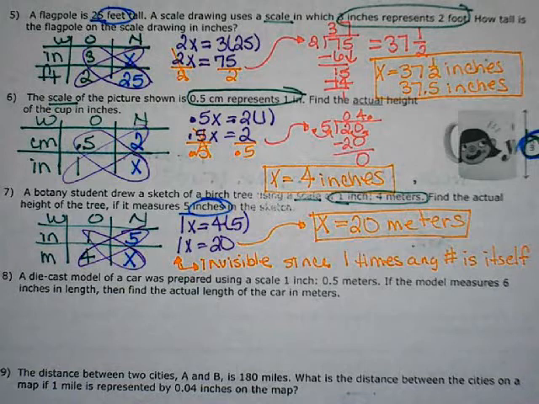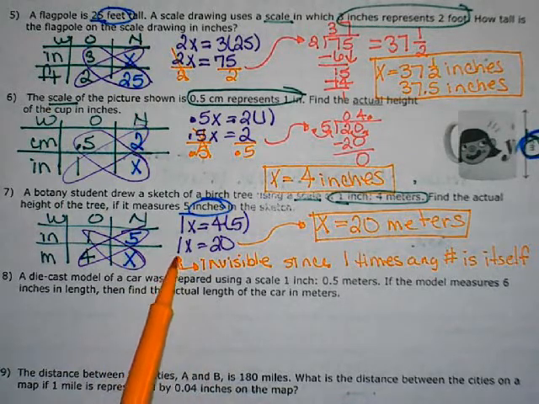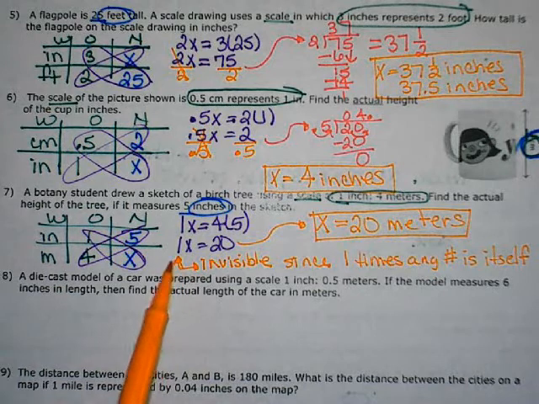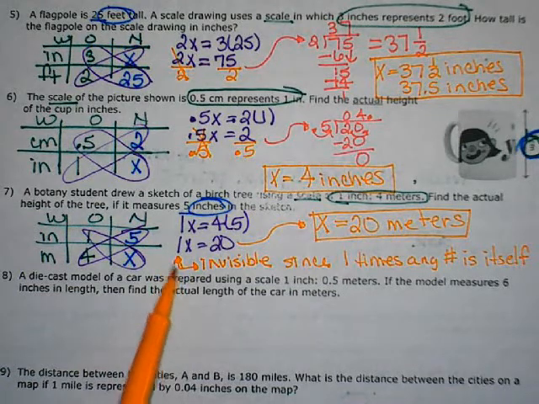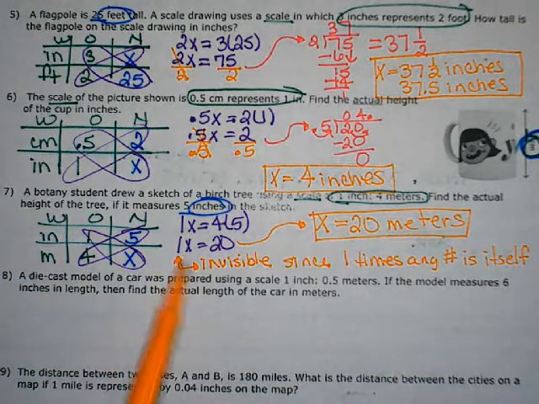I would also like to show you another little trick: if you know that there is a 1 in front of a variable, that 1 is actually considered invisible math. It does not always have to be seen. We know this because 1 times any number is itself.